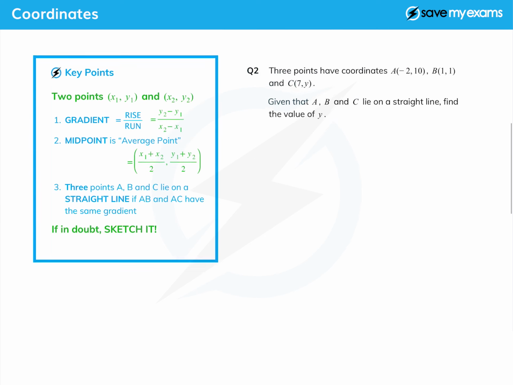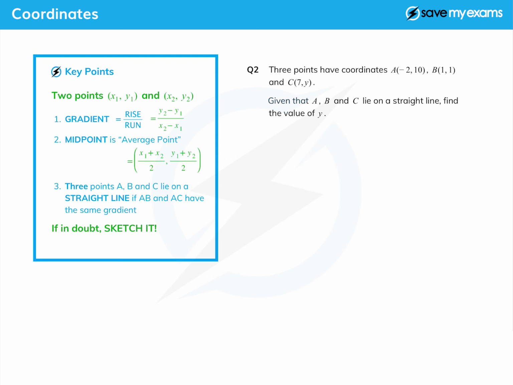Right, let's have a look at a slightly harder question. This time we're given 3 points, minus 2, 10, 1, 1, and 7, y. So there's an unknown here, which presumably we're going to have to find. And sure enough, we're told that they lie on a straight line, and we're asked to find the value of y. Well, we're just going to use the fact that the gradients of AB and AC must be equal.